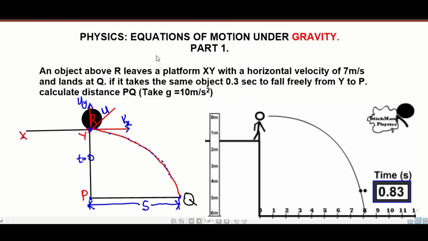We are going into physics, and this topic is the questions of motion under gravity, and this is part 1. We are going to be running this series. It is going to be targeted for WAEC IGCSE students and other undergraduate students.